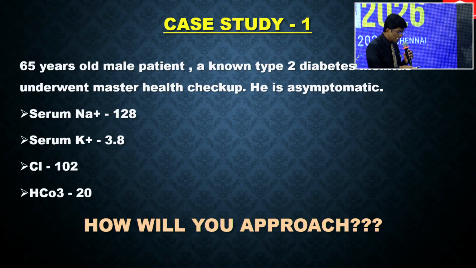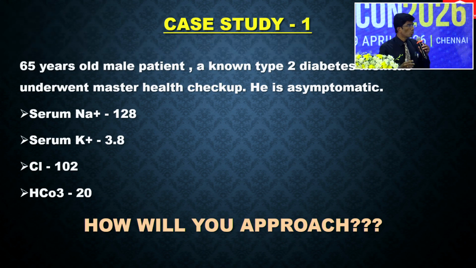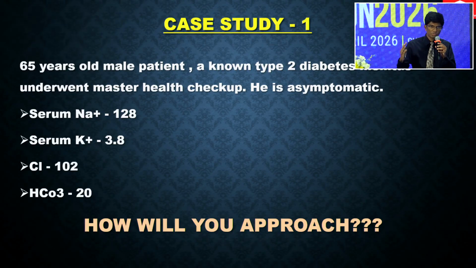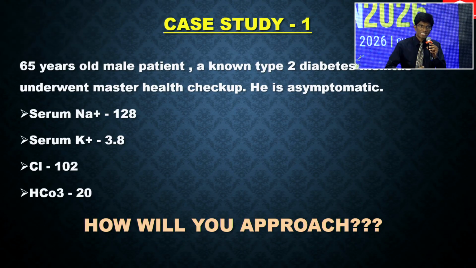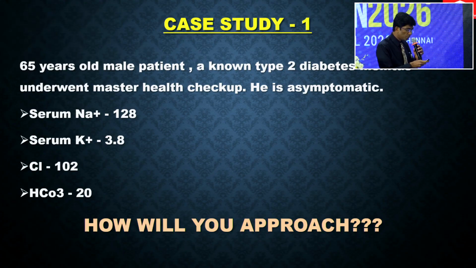Okay, let us begin with the case study, because I thought that going through the complicated process of sodium pathophysiology, so many intravascular compartments, let us begin with the case study, which will enlighten all kinds of hyponatremia. So a 65 years old male patient, a known type 2 diabetes mellitus, underwent a routine checkup. He is asymptomatic. His serum sodium is 128, potassium 3.8, chloride 102, bicarbonate 20.